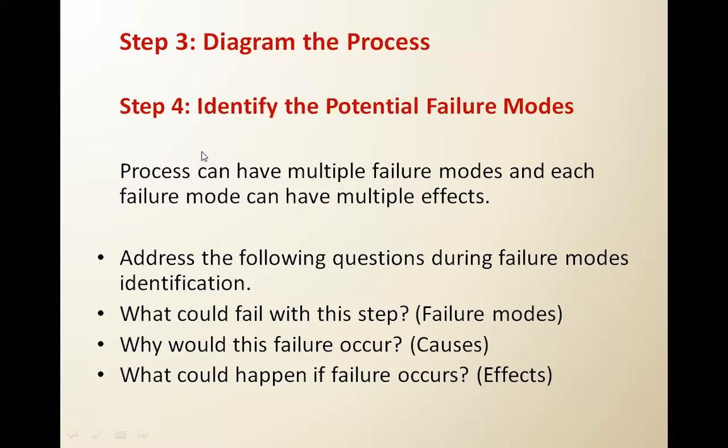Then the third step is to diagram the process. Here we diagram the process. We already discussed the diagram. Then the next one is to identify the potential failure modes. How do we identify this? Address the following questions during failure modes identification. What could fail with this step? That is the failure mode. In this step, we have to identify at which step or which point a failure can occur.